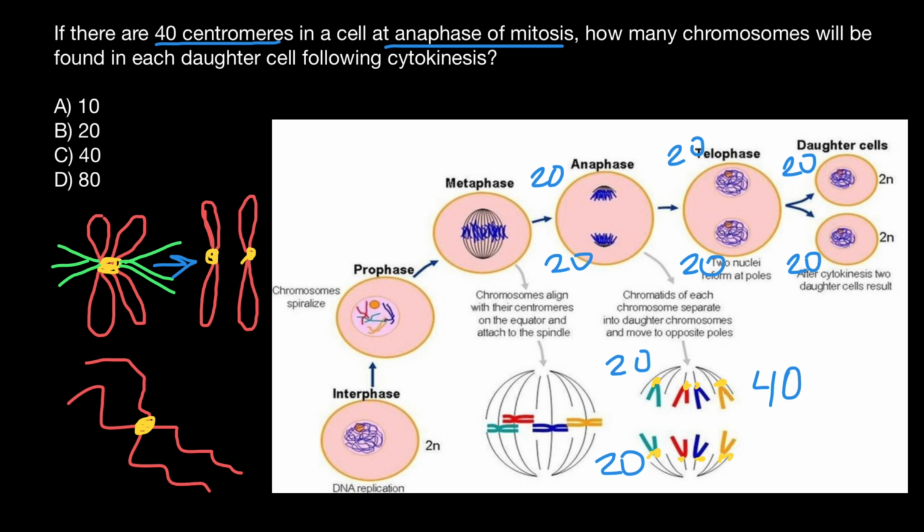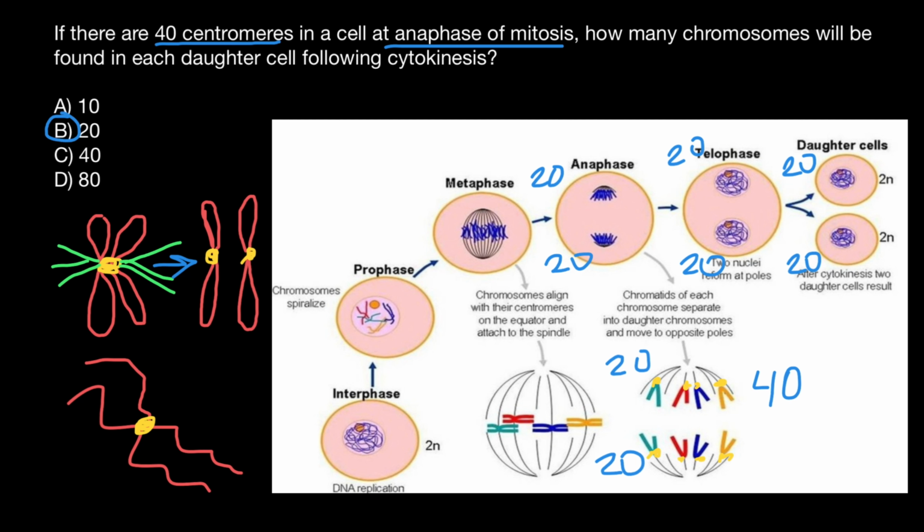Let's read our question again. If there are 40 centromeres in a cell at the anaphase of mitosis, how many chromosomes will be found in each daughter cell following cytokinesis? And the answer is going to be 20.